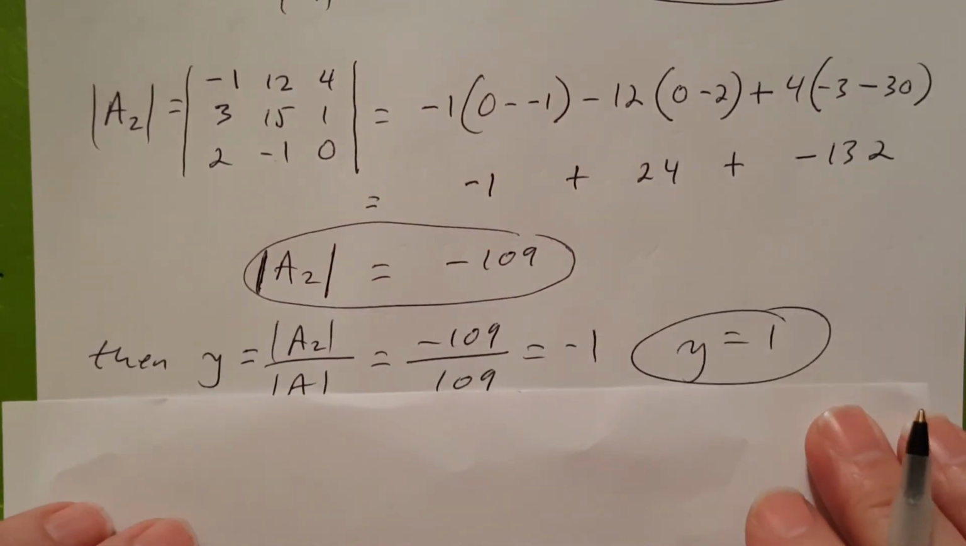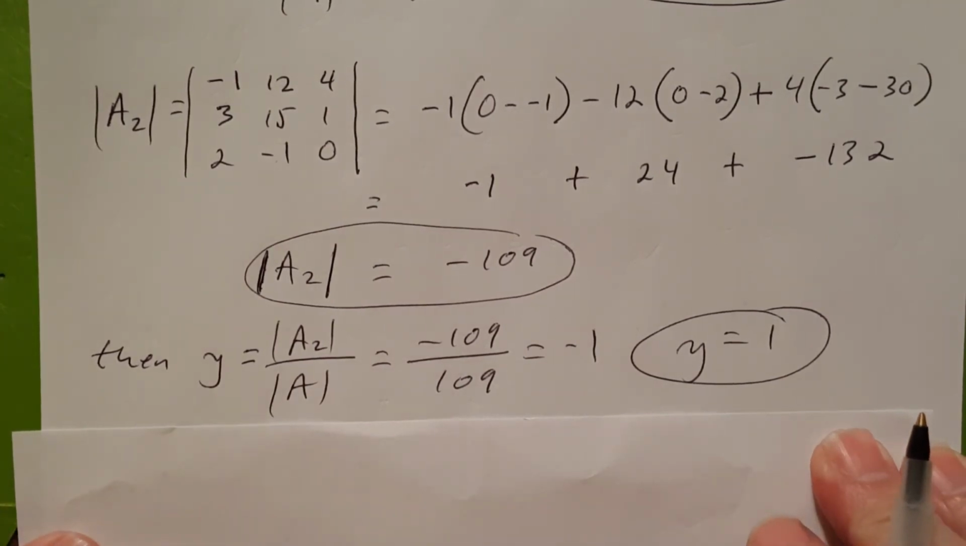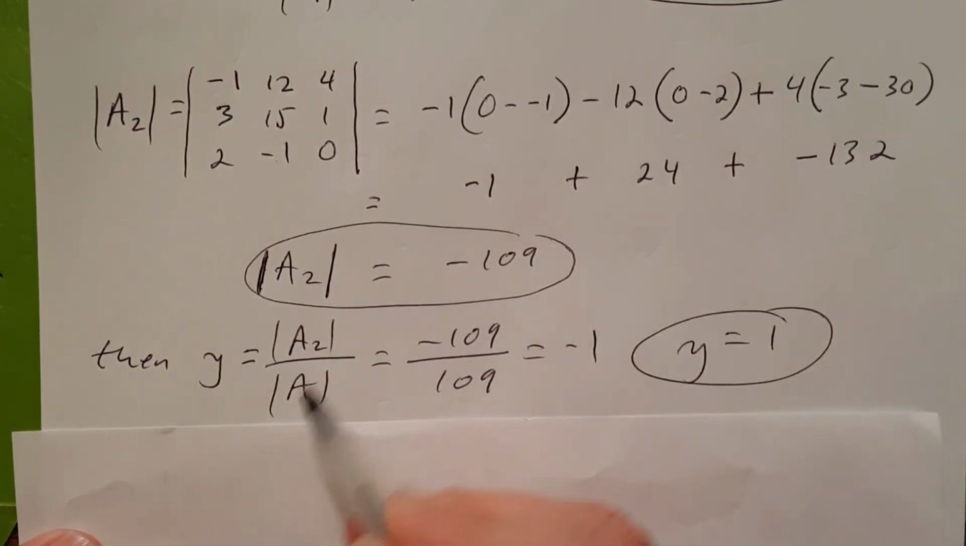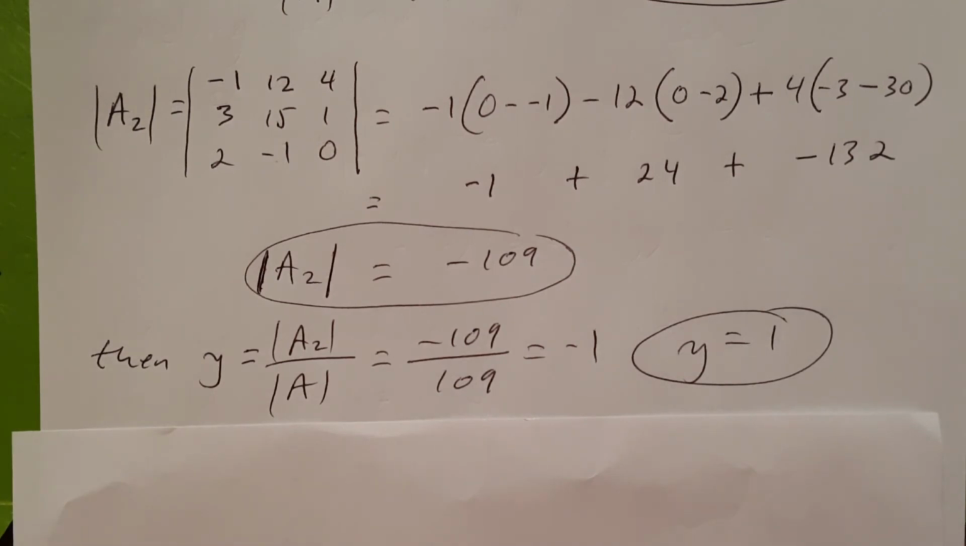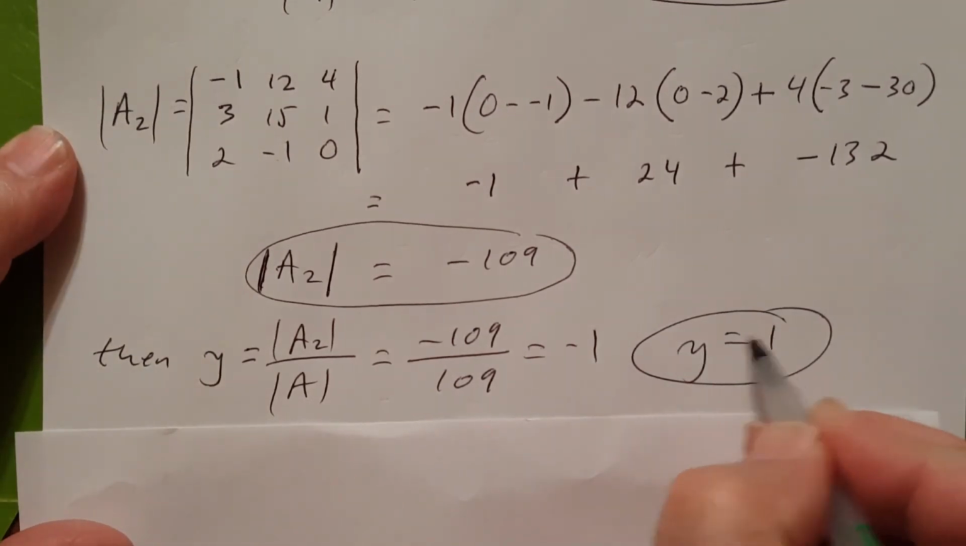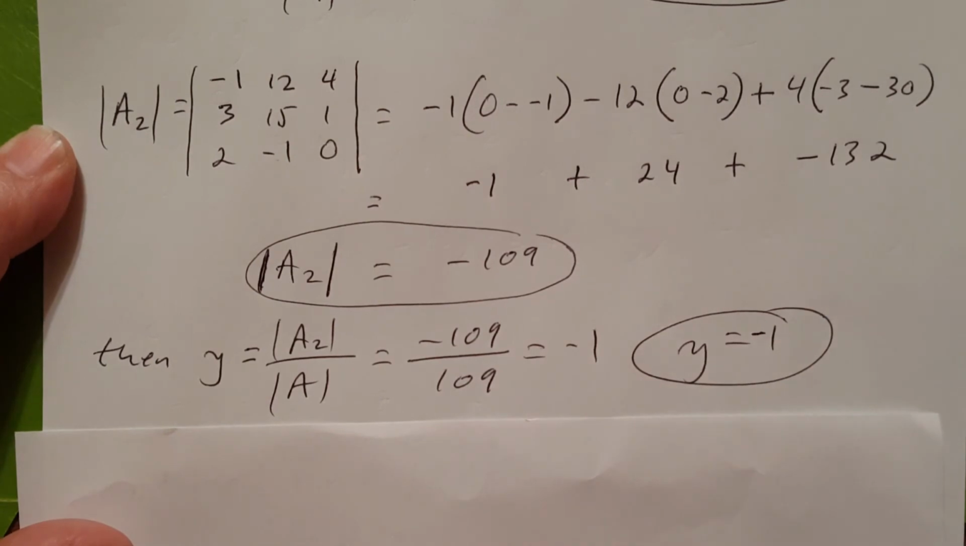So now I'm ready to get y. y is equal to the determinant of A2 divided by the determinant of A, which equals negative 109 over 109, which equals negative 1. y equals negative 1. Okay, and on to z.